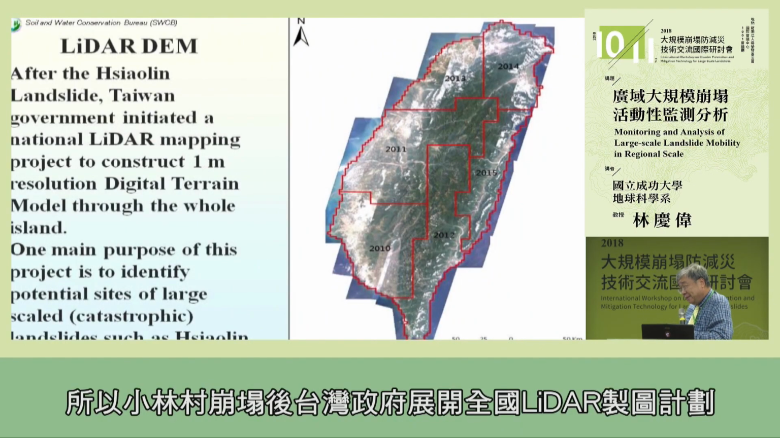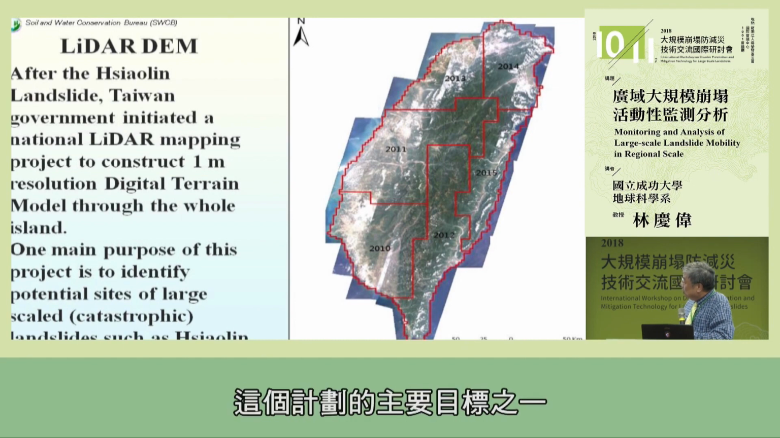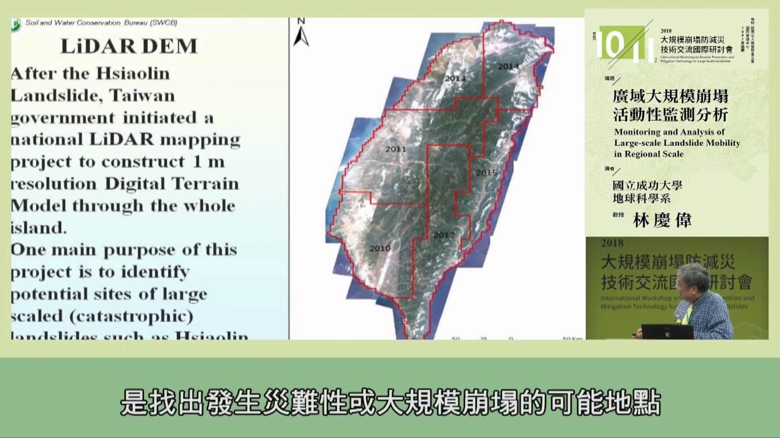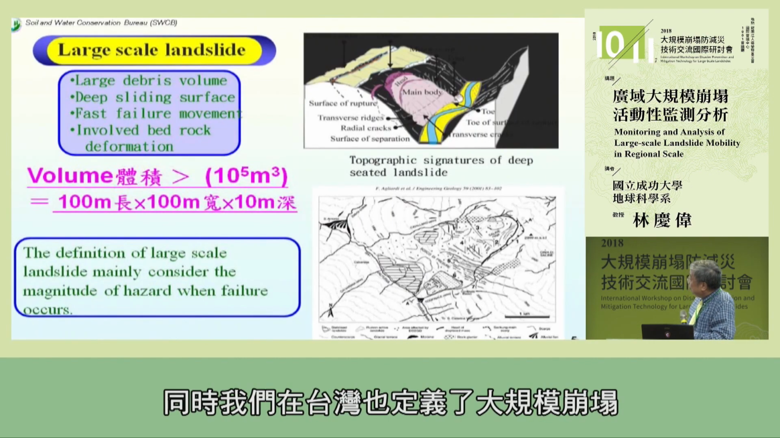During the same time after the Shaolin landslide, the government of Taiwan initiated a nationwide LiDAR mapping project to construct 1 meter resolution DEM through the whole island. One of the main purposes of this project is to identify potential sites for catastrophic landslides or large-scale landslides.